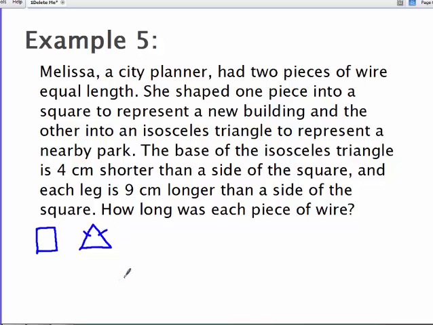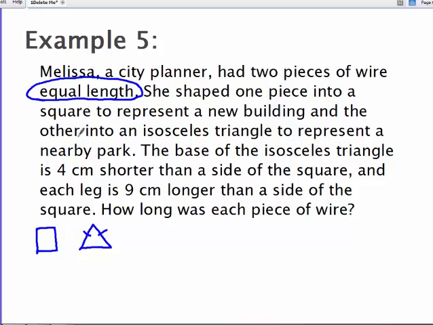Now let's read a little bit about these. Let's go back and reread. Melissa, who's our city planner, had two pieces of wire. So this would be piece 1, that would be piece 2, of equal length. All right, equal length has to be important. If these wires are the exact same length, what can you conclude about these two shapes?